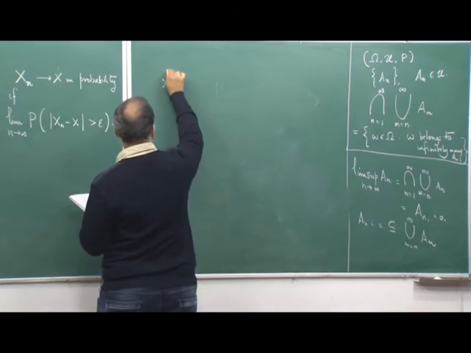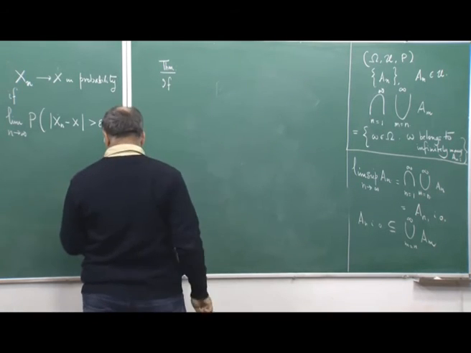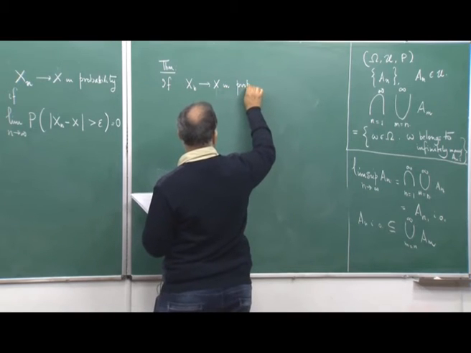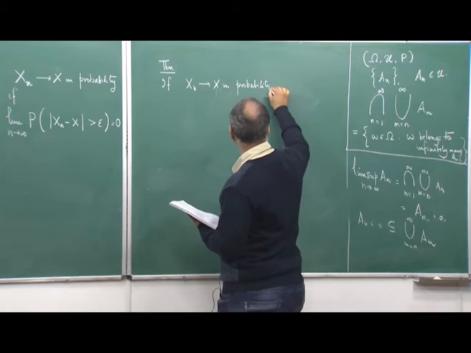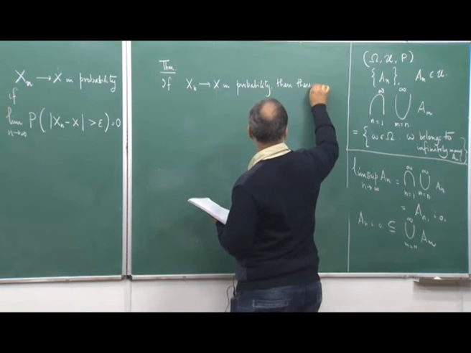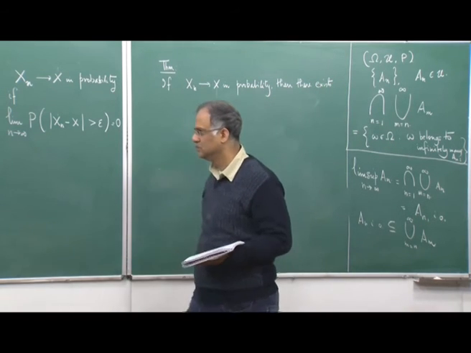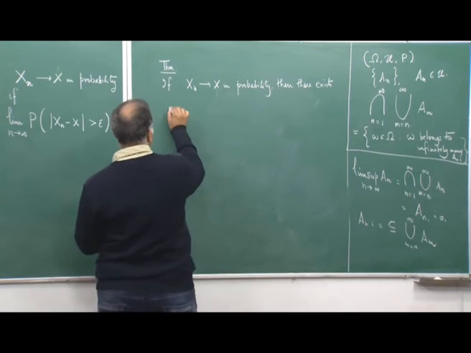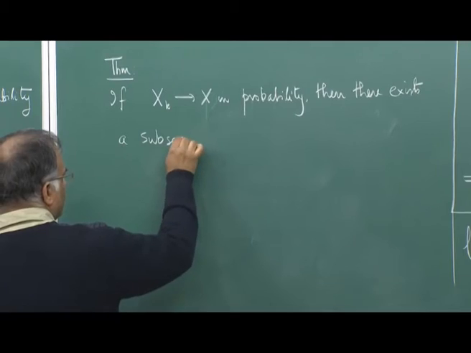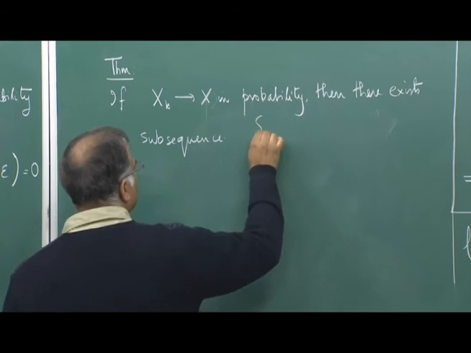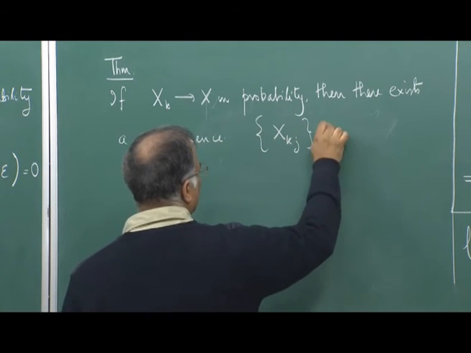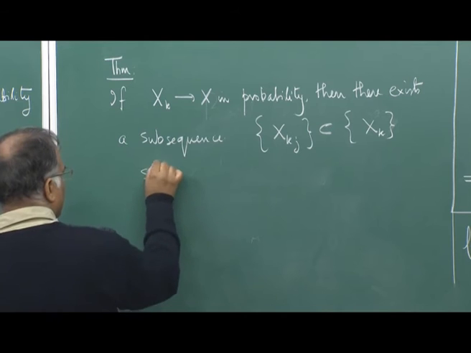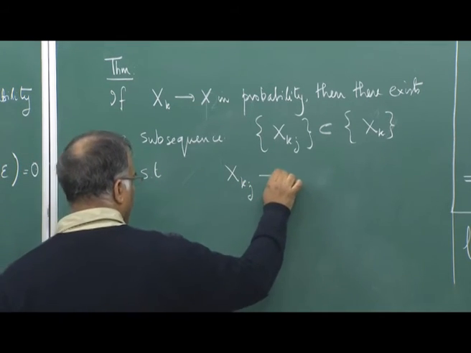So, this is a theorem, if you want to write it like this: if Xk converges to X in probability, then there exists a subsequence Xkj of Xk, such that this subsequence converges almost surely to X.